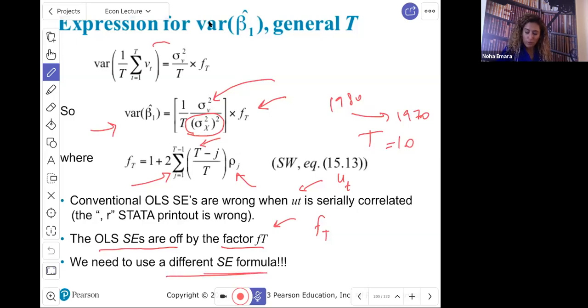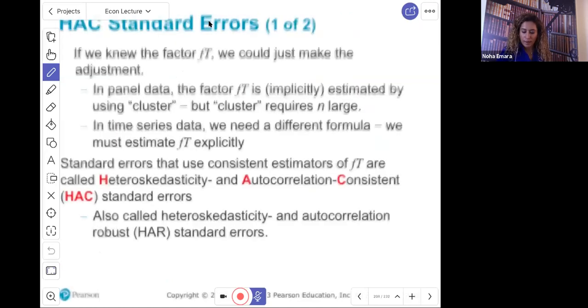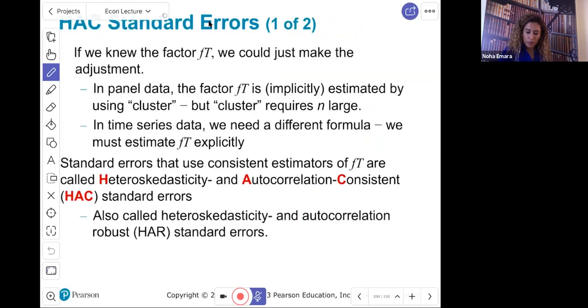So that means I need to have a totally different standard error formula. The standard error formula is accounting for the factor F sub T, right? This is F sub T. And the F sub T depends on the addition of all the correlations between T and T minus one, T and T minus two, T and T minus three, T and T minus four, T and T minus K, and keep going through all the years, even if it is, let's say, 10 years ago, then T and T minus 10.